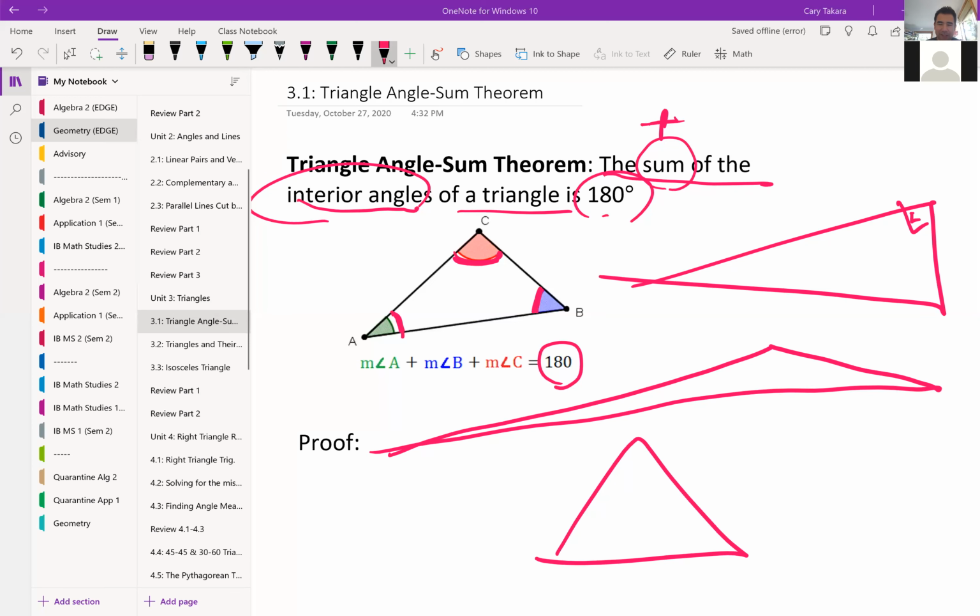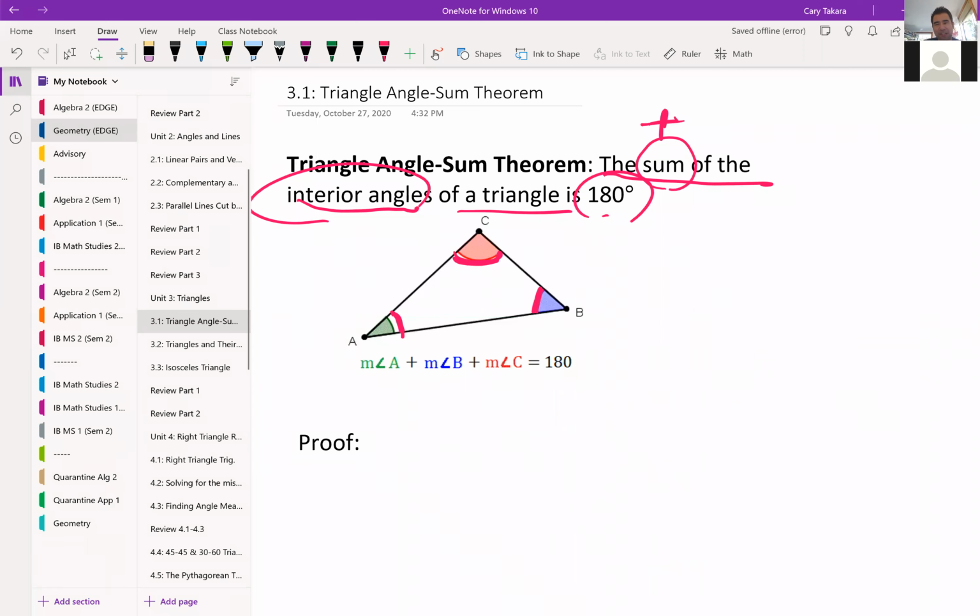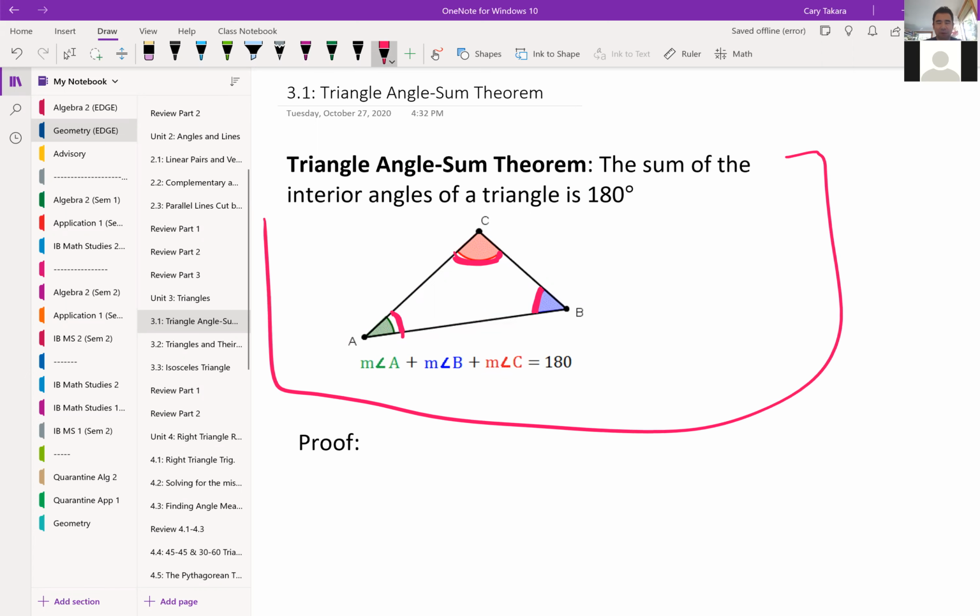Would you believe that? I mean, it's a theorem. That means that it's been proven, right? That's what theorem is. And it is true. No matter what triangle it is, it's always going to be 180. Yes. Thanks for asking that, Karina. Yeah, please, let's write it down. Okay. So I'll give you a minute to do that.